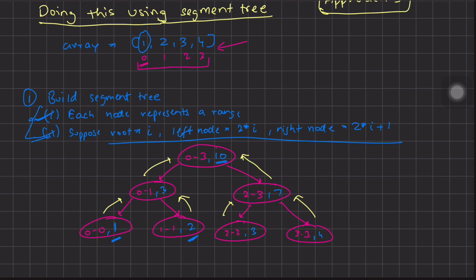From 0 to 1, our sum is 3. From 2 to 3, our sum is 7. From 0 to 0, it's 1, and 1 to 1, it's 2. Now our first step is done, which is the building of the segment tree. And now the second part comes, where we will be answering our queries.